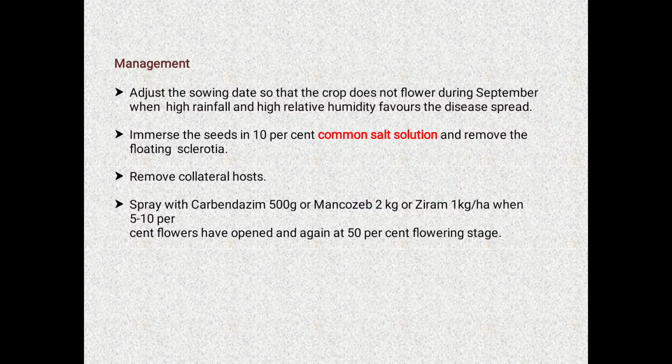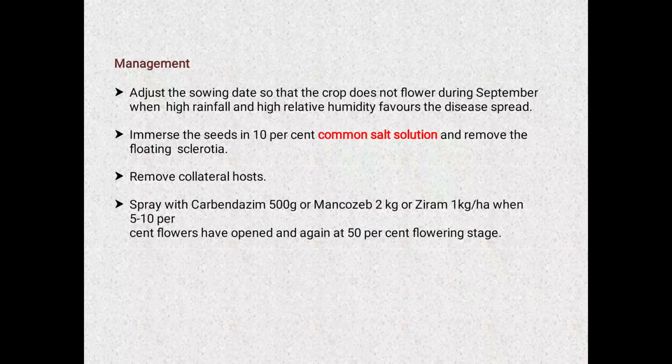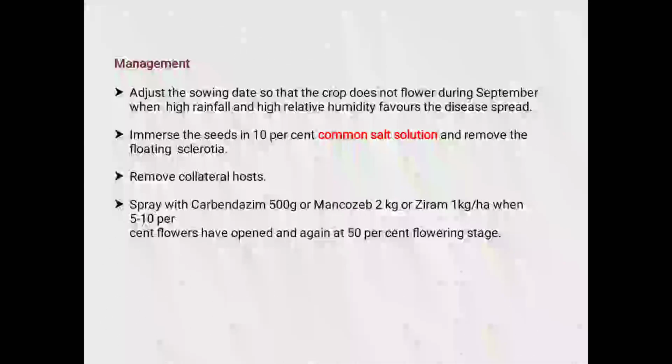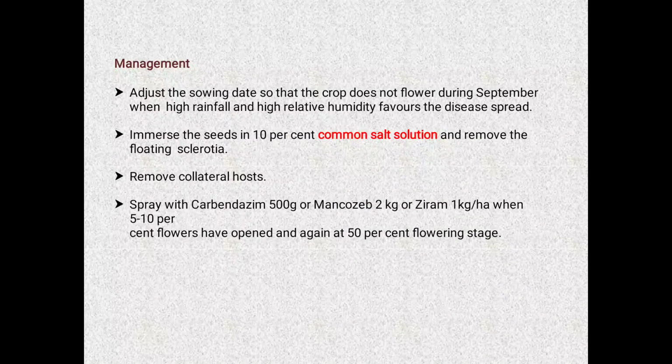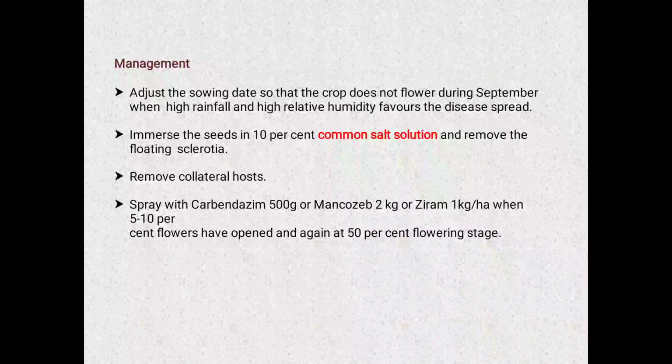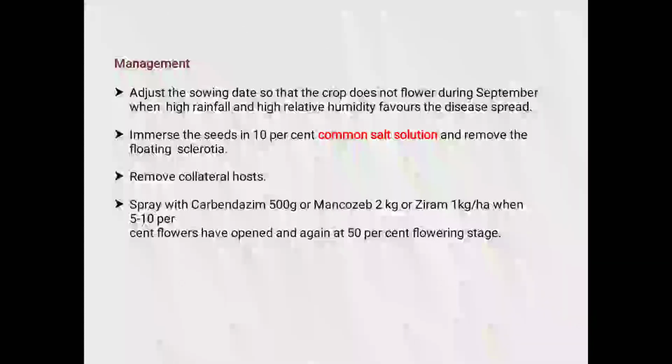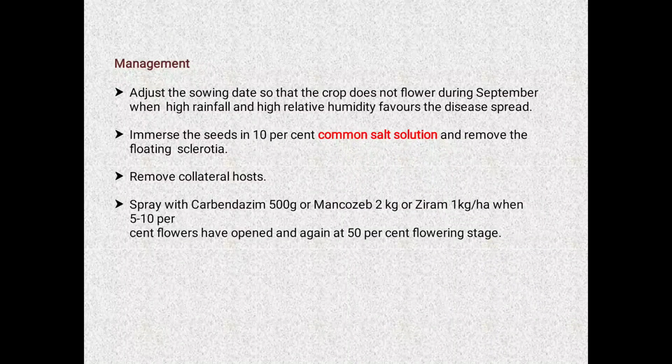Management. Adjust the sowing date so that the crop does not flower during September when high rainfall and high relative humidity favor the disease spread. Means from the principles of disease management, the first point, that is avoidance, can act here very effectively. That is, avoid sowing or adjust the sowing so that it does not match with the favorable conditions.